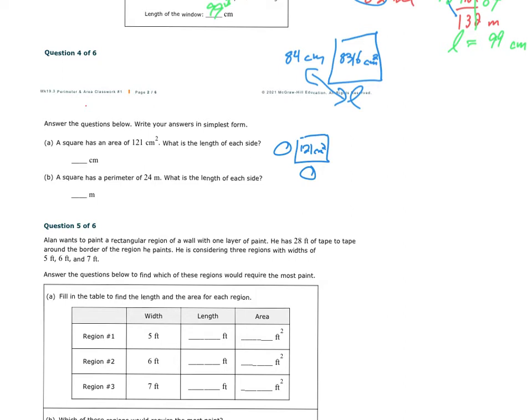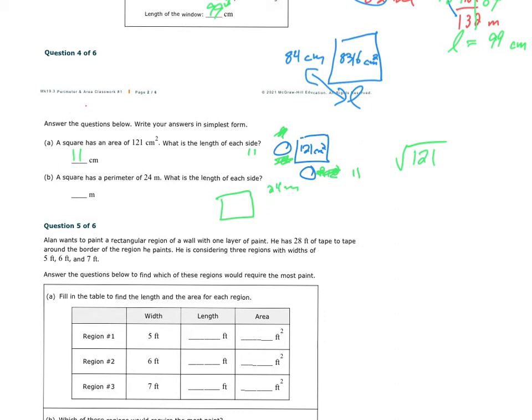So let's just put in a random number. Let's say they're both 9. Is 9 times 9 121? No. So we can try 10. 10 times 10, that's 100. Not there yet. Let's try 11. 11 times 11 is 121. So each side's 11. We haven't talked about exactly what this means, but over here is how you do that. The square root of 121 is 11.